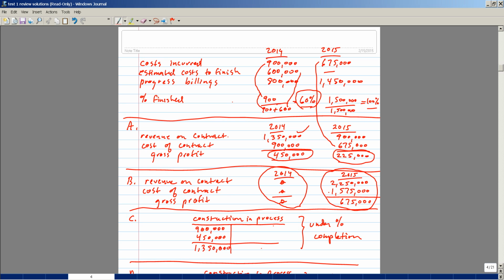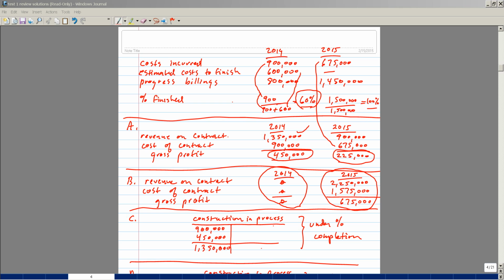Our total cost that we incurred start to finish on the job was the $900,000 from 2014 plus the $675,000 from 2015. Add those together and that's the $1,575,000 there. So total gross profit on the 2015 income statement is $675,000. So that's part B. That's what the income statement looks like under completed contract.